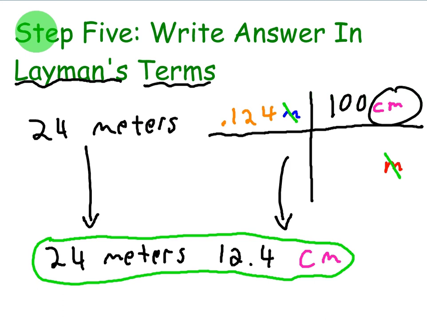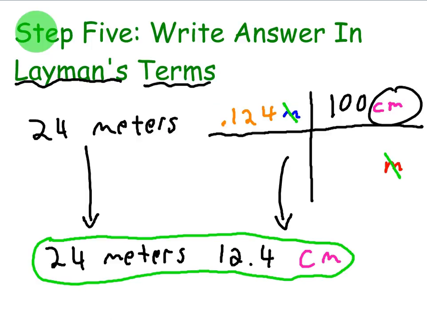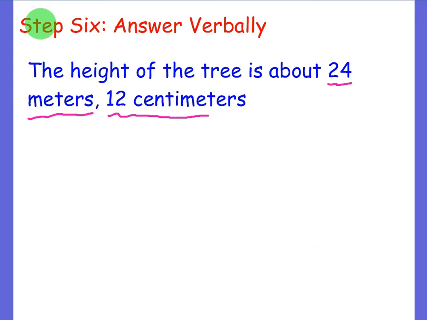Now we want to convert 24.124 to something that makes a little bit more sense. Notice this is a certain percentage of a meter. There are 100 centimeters in a meter, so we can multiply that by 100, and that would give us 12.4 centimeters. So final answer, the tree is 24 meters, 12.4 centimeters high, and that's our last step, to answer verbally.